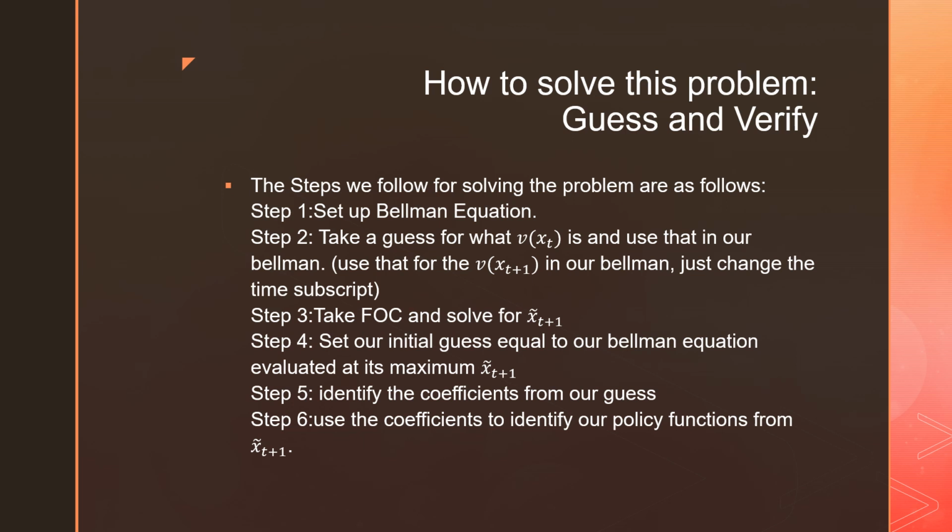In step 5, we're going to identify the coefficients from our guess, because for our guess to have some meaning to it, we have to ascribe what exactly the parameters are for our guess, because there'll be real values attached to them, as in we're not throwing in arbitrary numbers. And step 6 is that we're going to use the coefficients, once we solve for them, to identify our policy functions from x tilde t plus 1.